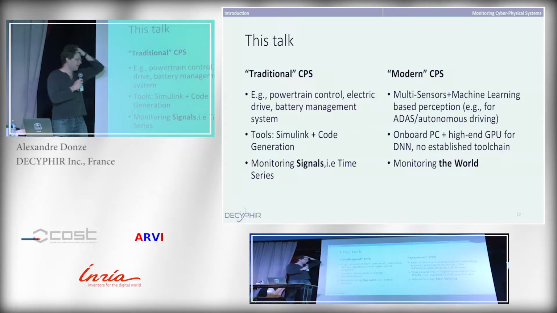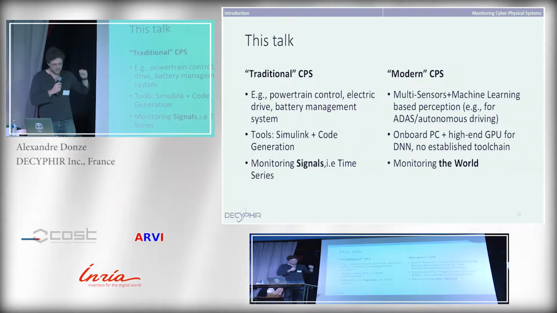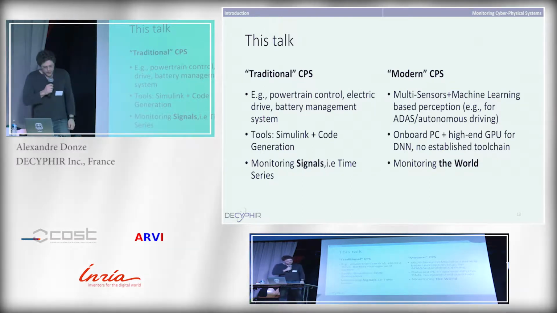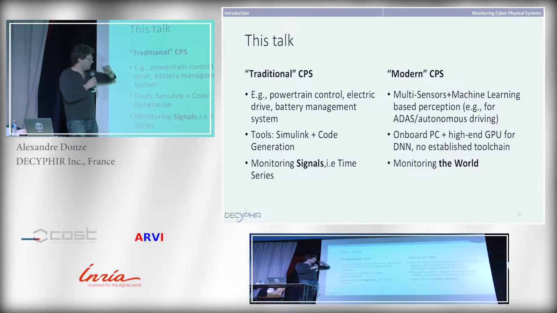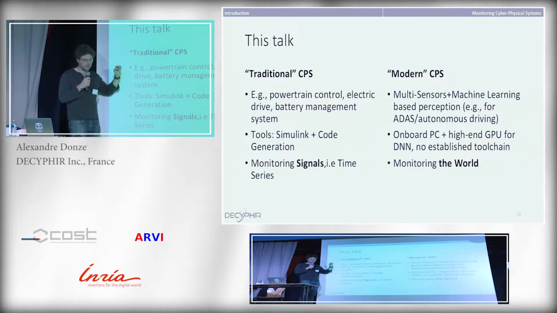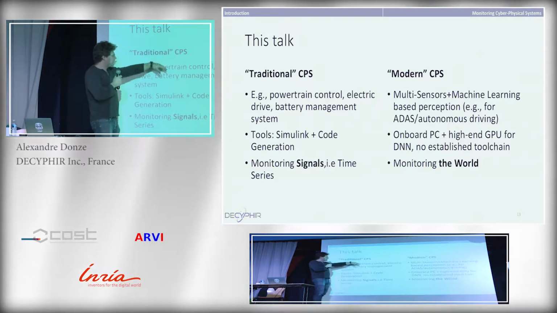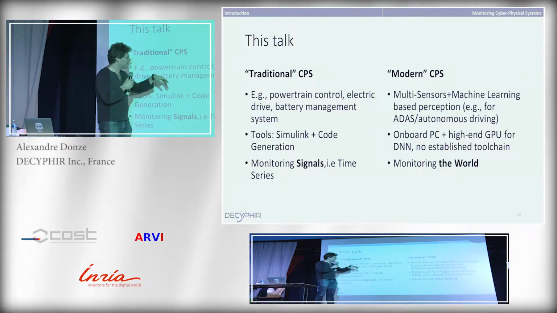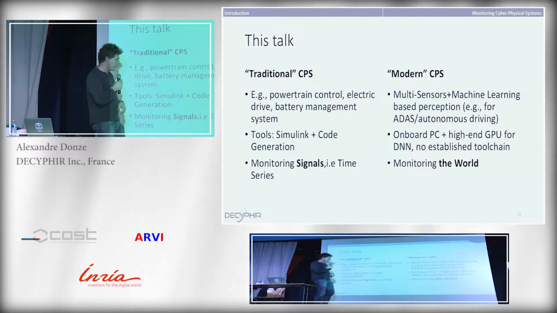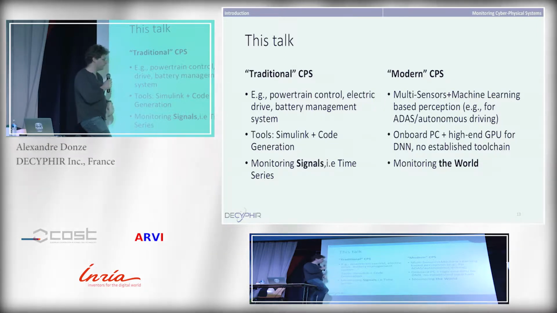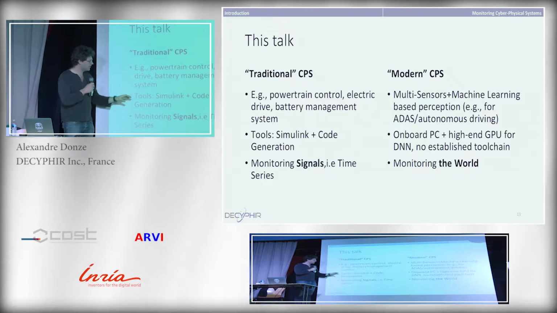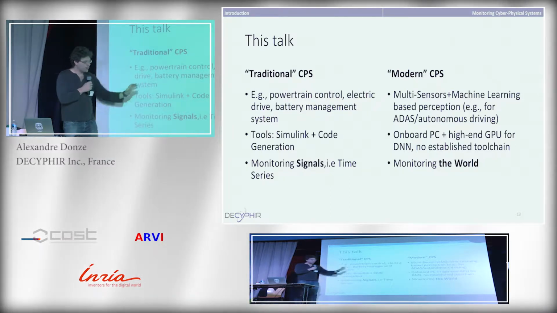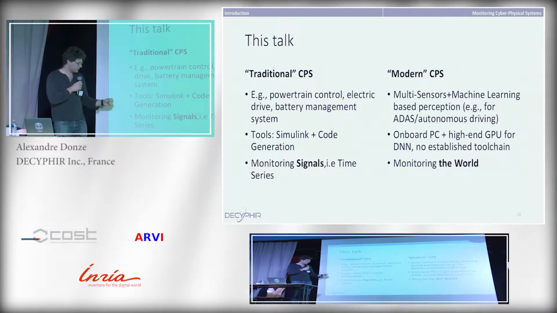I wanted to organize this talk into two parts, which, for lack of better terms, I call traditional CPS and modern CPS. Traditional CPS is the things that have been around for years, like powertrain control, and newer things like electric drive and battery management systems. Everything that controls your engine falls into the category of classical control design. In this context, there is a well-established toolchain, mostly Simulink, that goes from modeling to code generation to embedded code.